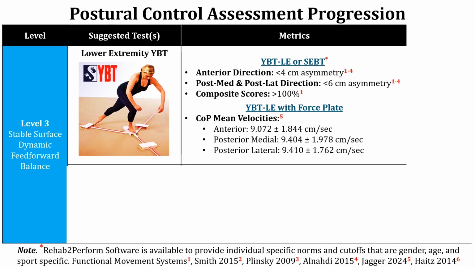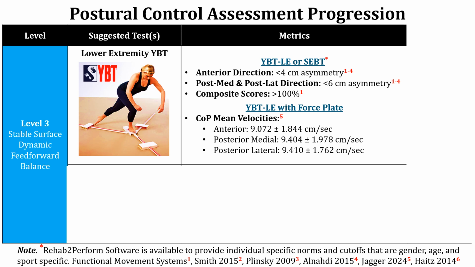All right, moving on to level 3, stable surfaces with dynamic feed forward balance. A primary example of this would be your lower extremity Y balance test, or your standard error balance, or your star excursion balance test. Typical cutoffs for the anterior direction have been less than 4 centimeters, whereas the posterior medial and posterior lateral directions would be less than 6 centimeters. Healthy controls are able to get a composite score of 100%. That is, if you average the reaches in each of the 3 directions and they're divided by the individual's limb length, that should be at least 100%.